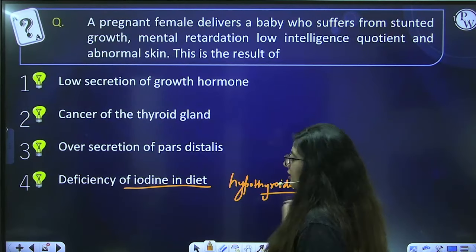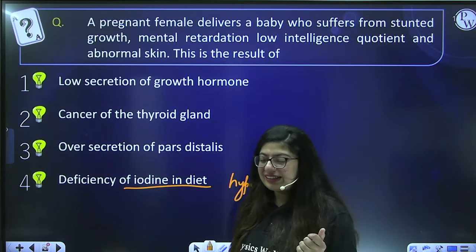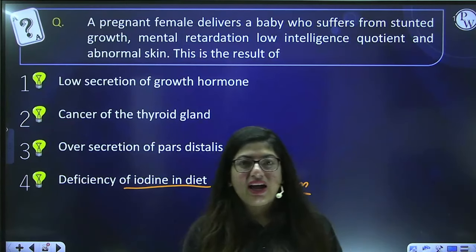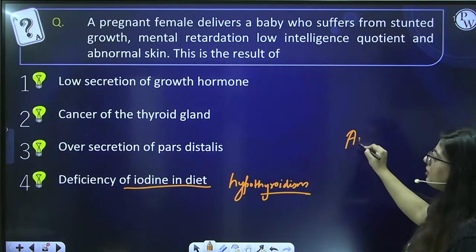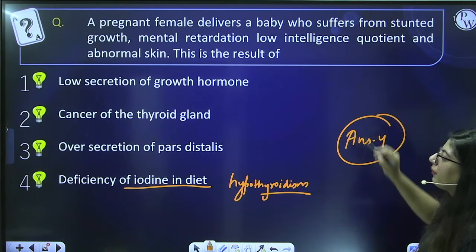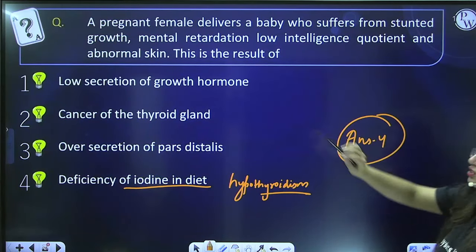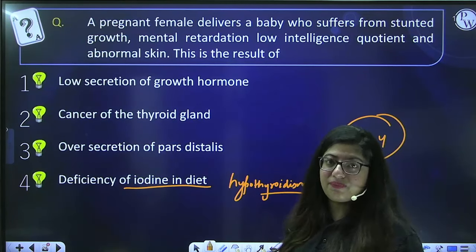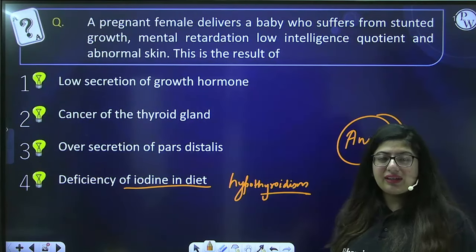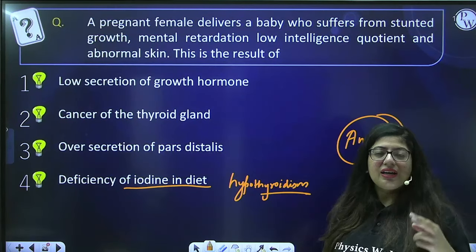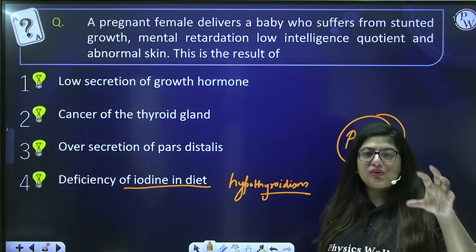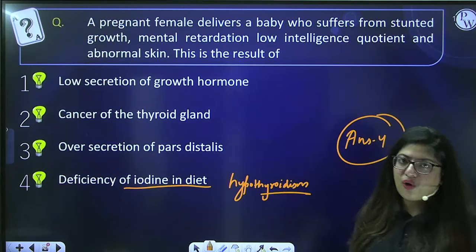Okay, so that's a kind of a tricky question. They have not explained, or they have not written thyroxine's concentration. Rather, they have mentioned iodine. So answer is 4. Okay, next. If there is low secretion of growth hormone, that would be dwarfism. Okay, cancer of thyroid gland, that is hyperthyroidism. Over secretion of pars distalis. Pars distalis is a part of anterior pituitary that can cause disturbance in all the hormones.